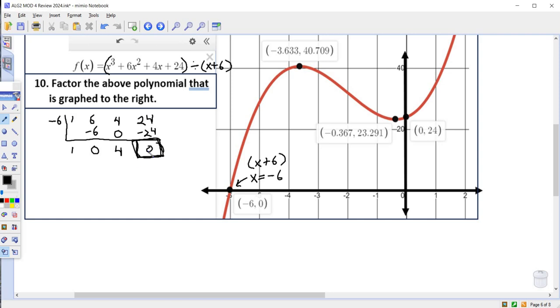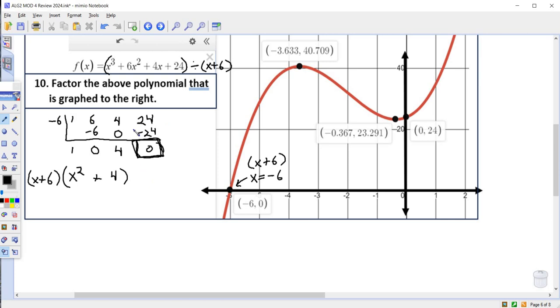So this reads, there's a remainder of 0. This is our constant term, this is our x squared. This is our x term, and this is our x squared term. No x's. So we have x squared plus 4. When I divide out x plus 6 from this cubic polynomial, I end up with x squared plus 4. If I was to multiply x plus 6 times x squared plus 4, I would get that original x cubed plus 6x squared plus 4x plus 24.